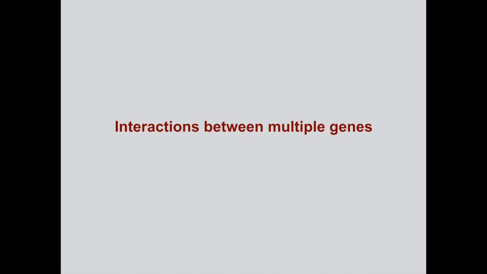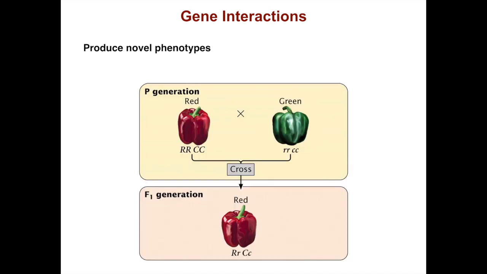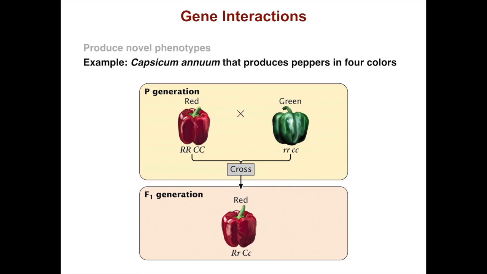Now there are other interactions that cause changes in phenotypes, and these are interactions between multiple genes. Gene interactions can produce novel phenotypes. For example, in peppers, you have 2 different genes that control the color of the pepper. If you cross a red pepper with a green pepper, you get a heterozygous red pepper in the F1 generation. And you can get, if you cross this F1, peppers in 4 different colors.